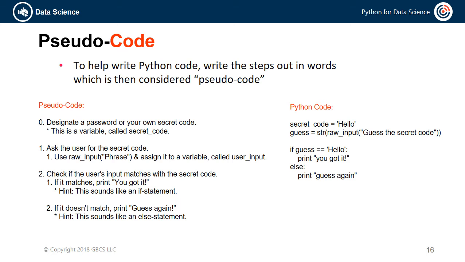If this is your first time learning a computer programming language, it is a good habit to write out your steps in Word. Then turn your steps into Python code. This process is what we call writing pseudocode and is a practice that can help you learn easier and faster as a beginner.